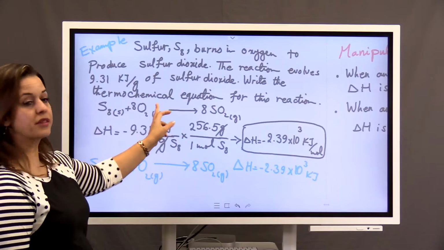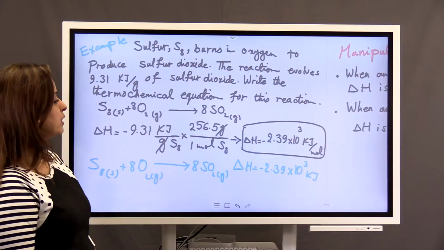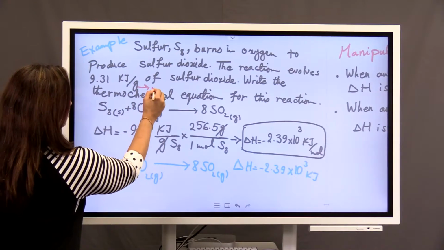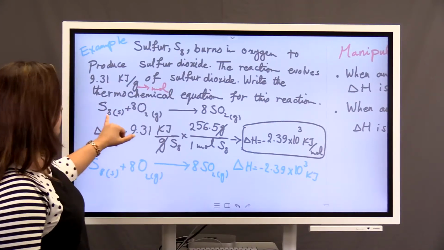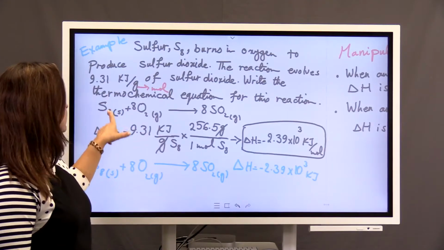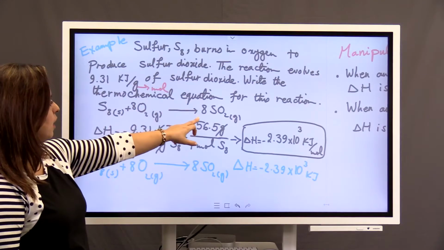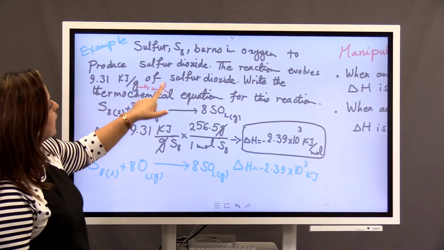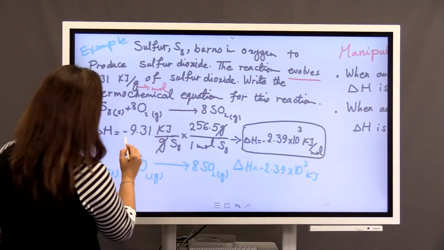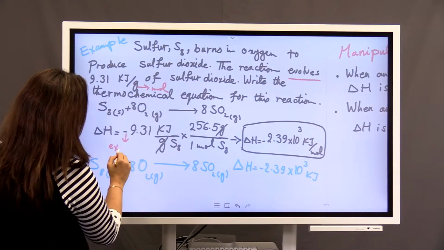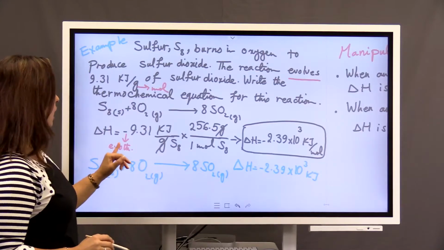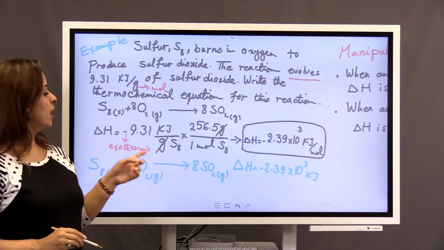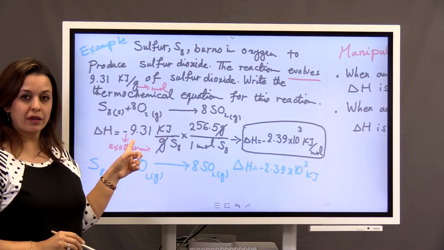If you want to write the thermochemical equation for this reaction, we need to have the delta H value in kilojoules per mole, not in gram. So we need to change it to mole. How? First of all, this is the equation for this reaction. S8 plus 8 oxygens gives 8 molecules of sulfur dioxide. Then we say it evolves, which means it's an exothermic reaction, and the sign for delta H is negative.